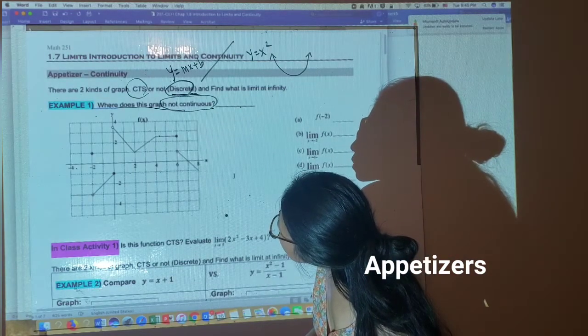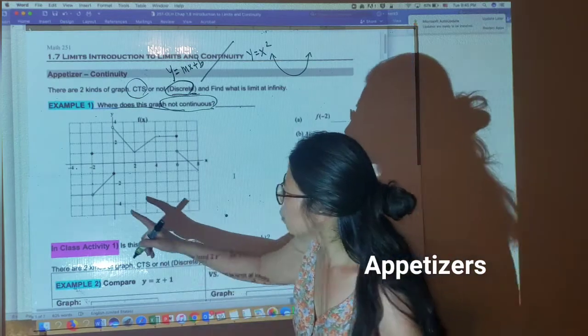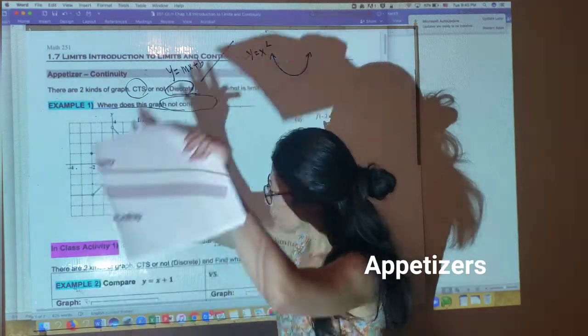So for me, I see, I don't know if you can see the graph really clearly. Okay, I'm gonna cut this part.